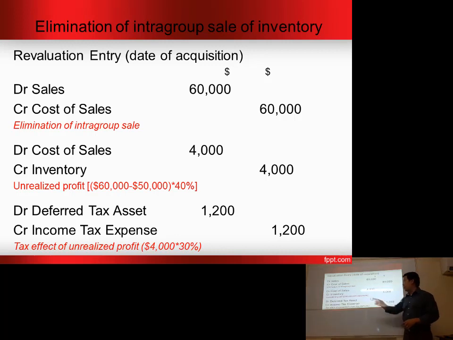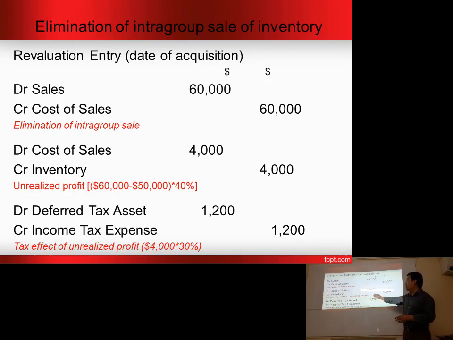But in this case, only 40% remains within the entity. So we will only say the unrealized portion of the 10,000 will be 4,000, equivalent to the 40% remaining inside the entity.